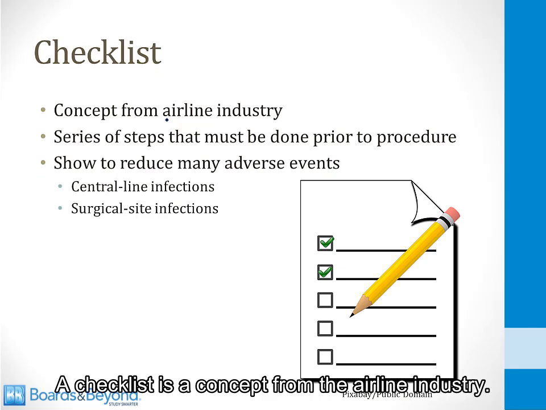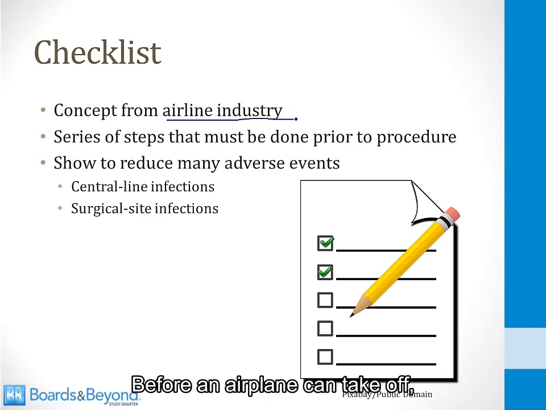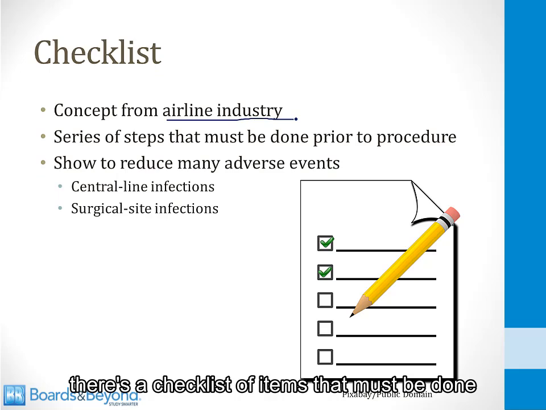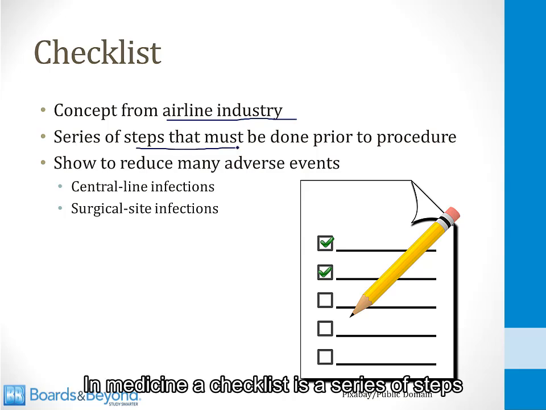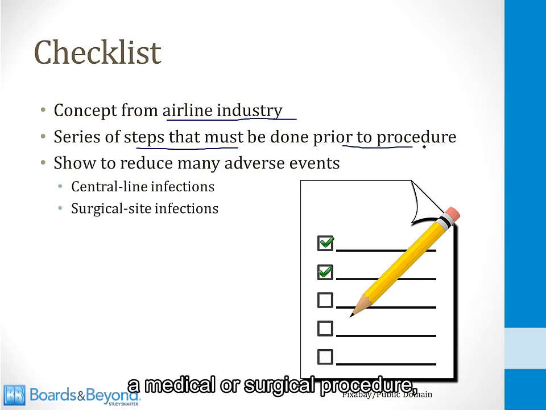A checklist is a concept from the airline industry. Before an airplane can take off, there's a checklist of items that must be done to make sure no safety procedures were forgotten. In medicine, a checklist is a series of steps that has to be done prior to a medical or surgical procedure. And checklists have been shown to reduce many adverse events.